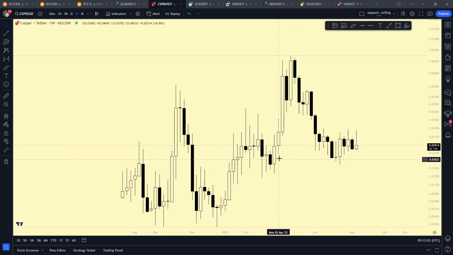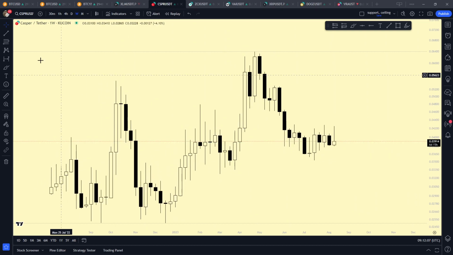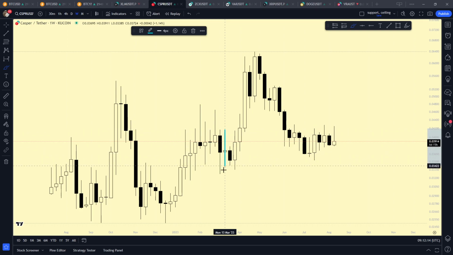And here we can see a perfect example on the weekly time frame of a bullish engulfing candle. I said earlier that I was going to look for one, and here it is. All right, so this one is a bearish candle, and this one is a bullish candle. The bullish candle has a bigger body and bigger wicks than the bearish candle. This is bullish engulfing, and this very often indicates a big move in the market.